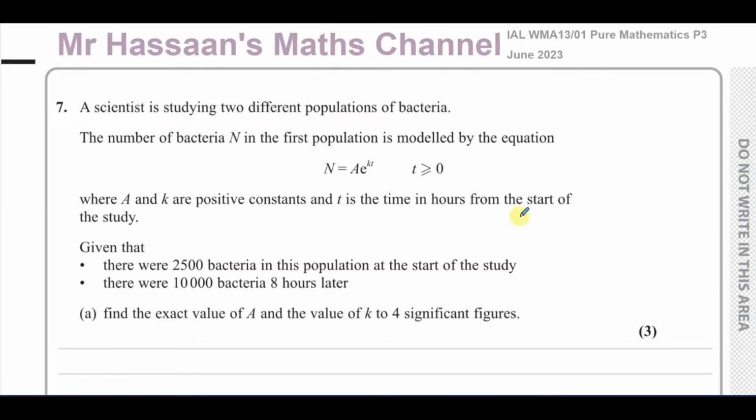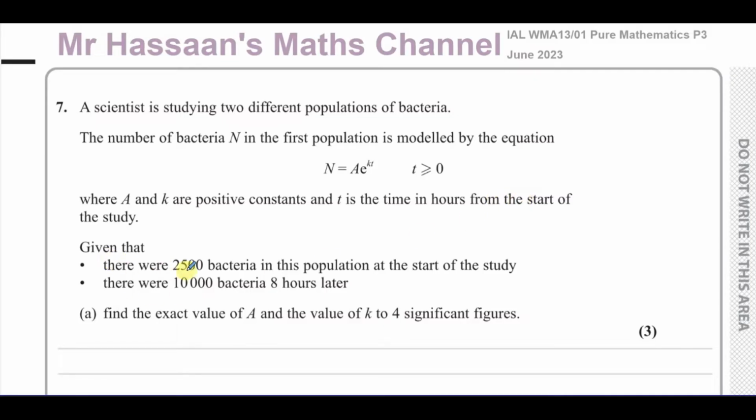And this question here is about exponentials. It says a scientist is studying two different populations of bacteria. The number of bacteria n in the first population is modeled by the equation n equals a times e to the power of kt, where t is greater than or equal to 0, where a and k are positive constants, and t is the time in hours from the start of the study. Okay, so t is the time from the start of the study. That's what t is defined as.